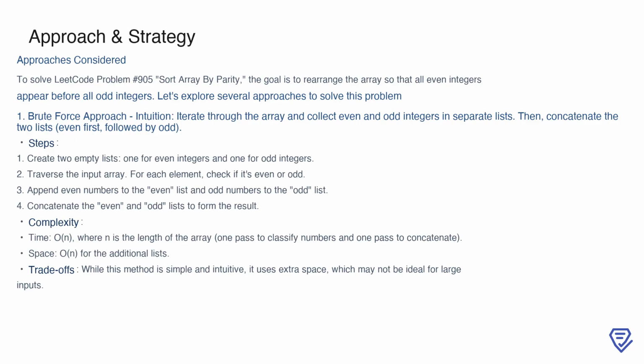This method has a time complexity of O(n), as we make one pass through the array to classify numbers and another to concatenate the lists. However, it requires additional space proportional to the size of the array to store the two separate lists. While intuitive and easy to implement, this trade-off in space usage makes it less ideal for situations involving large inputs.